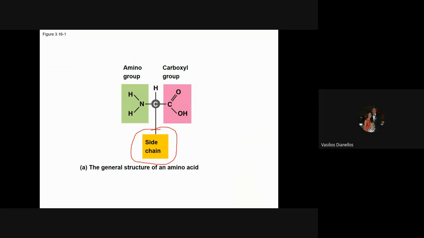Well, and this is important, you need to know this for the exam, the thing that defines an amino acid is its side chain, which makes sense because the amino group is always the same. The hydrogen is always the same. The carboxyl group is always the same. So the only thing that makes one amino acid different than the other is what its side chain is.